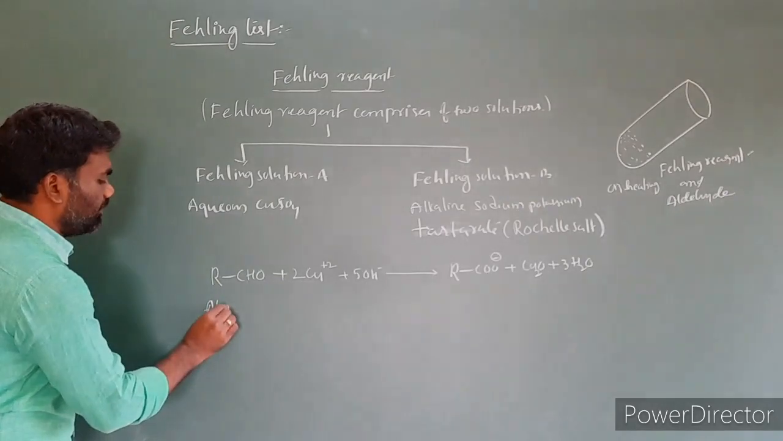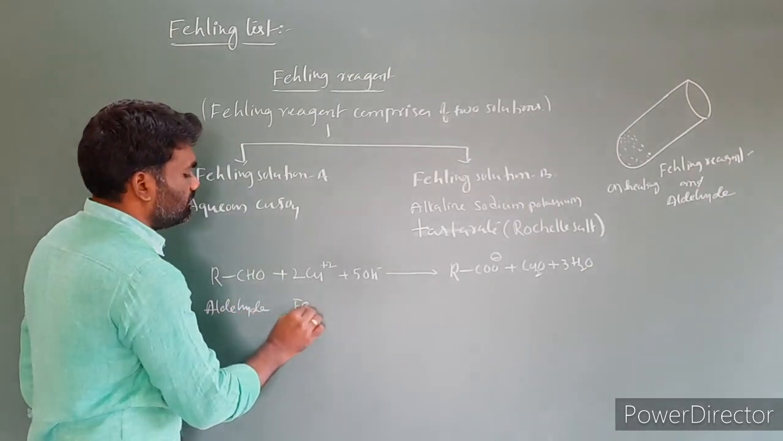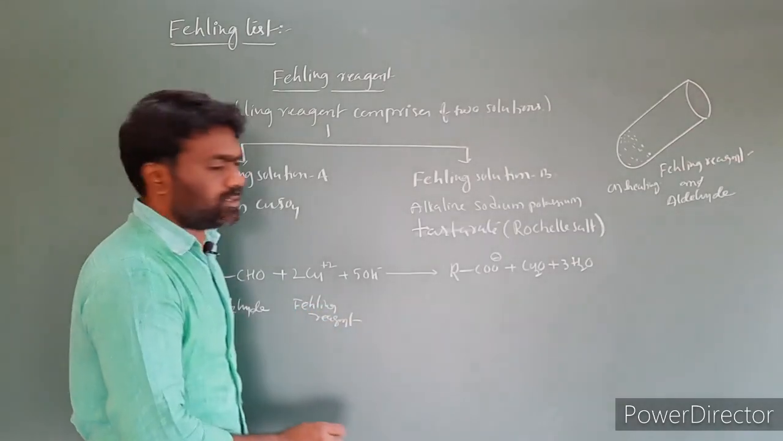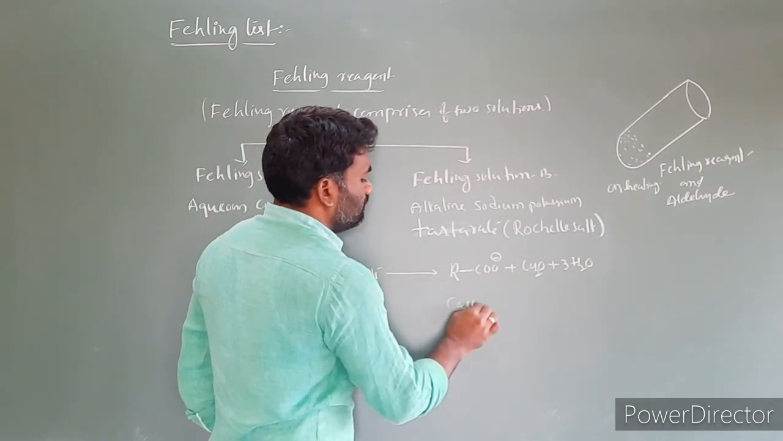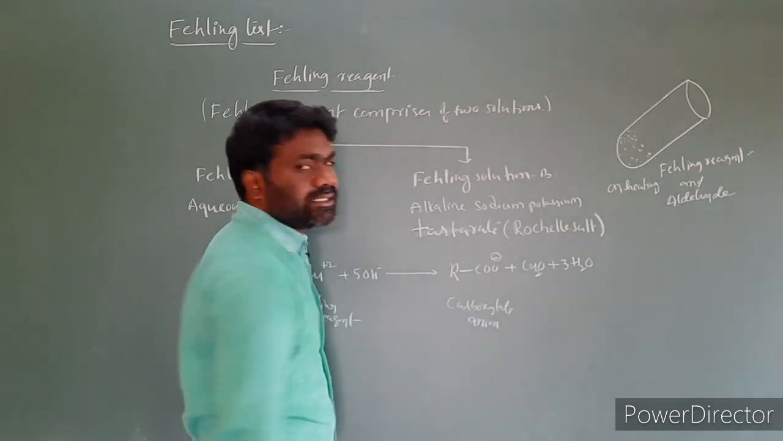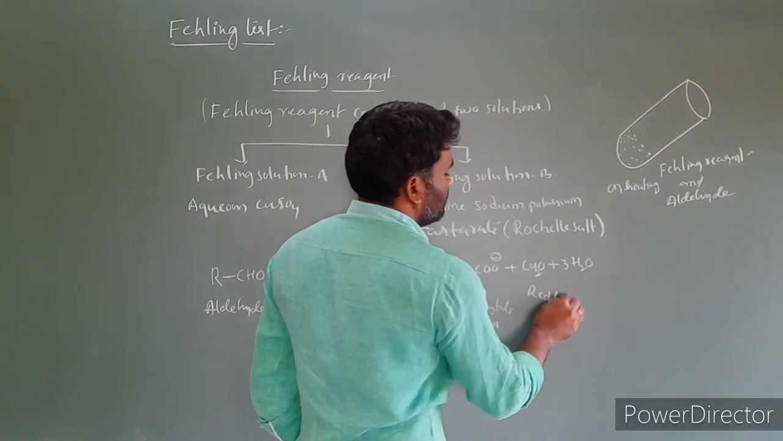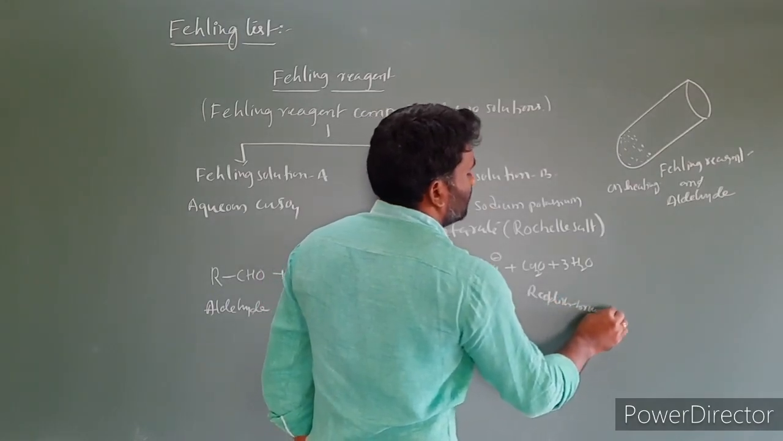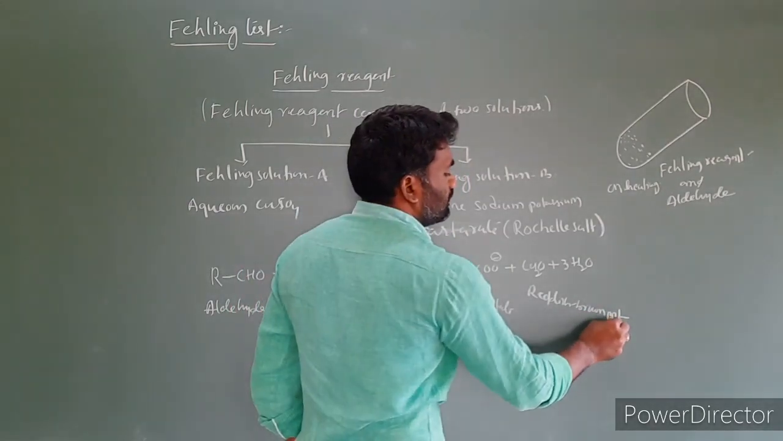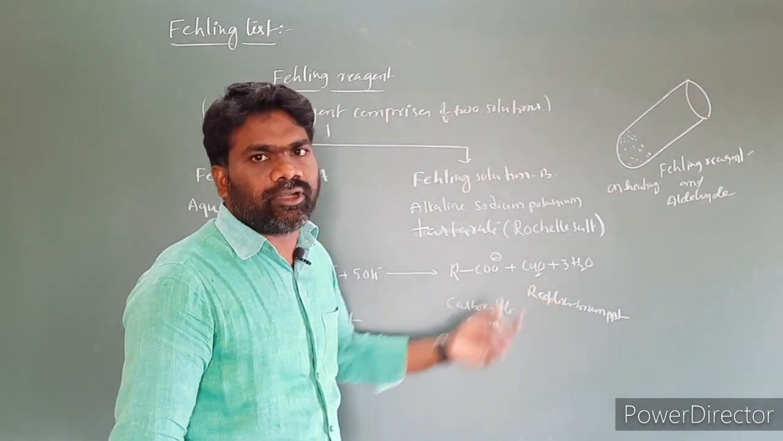This is the aldehyde, and this is from Fehling's reagent. Then what we got? The carboxylate anion is the product here. So this is a reddish brown precipitate. A reddish brown color is formed in the reaction. So based on this test, we are able to identify aldehydes.